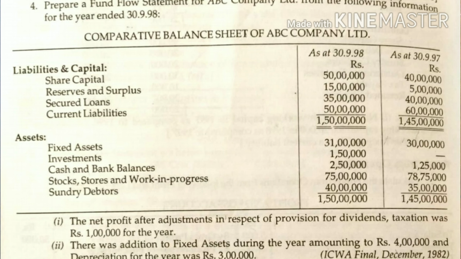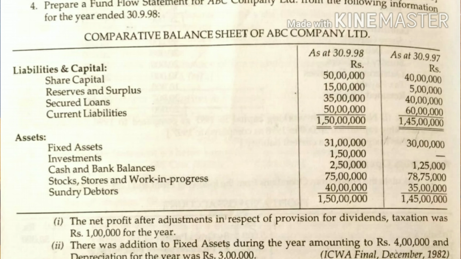Next is secured loans. Secured loans, opening balance is 40 lakhs and closing balance is 35 lakh. That means the loan has reduced. When the loan is reduced, that means the liabilities are paid off. And this is a long-term secured loan. That's why it will be taken in the fund flow statement.